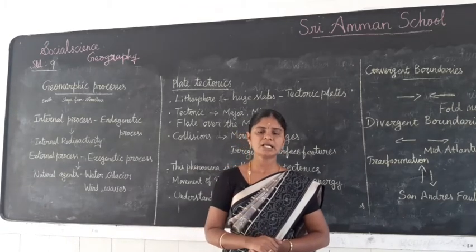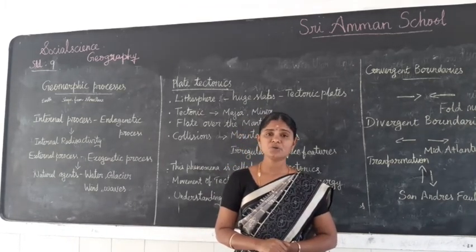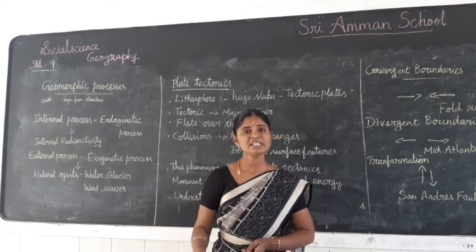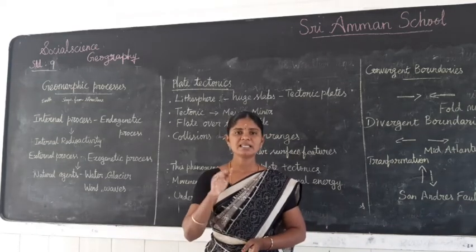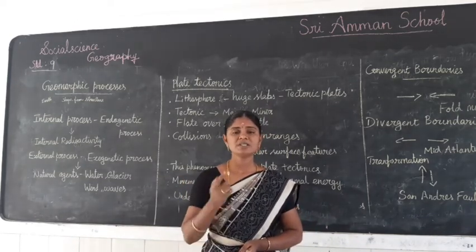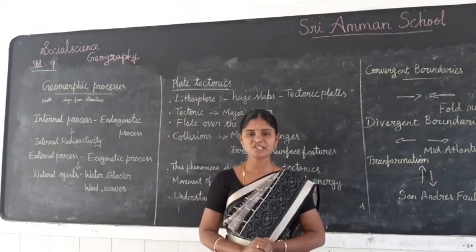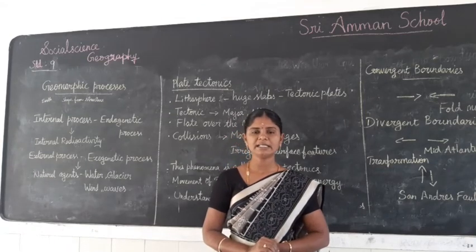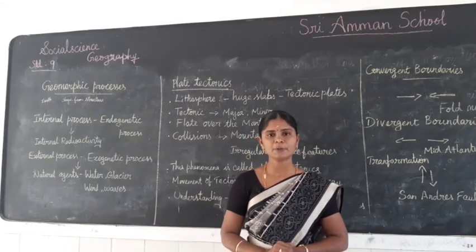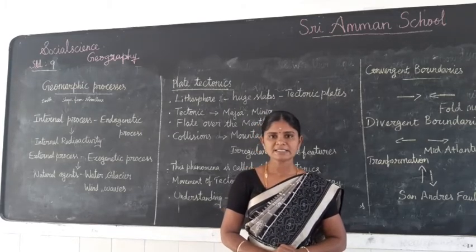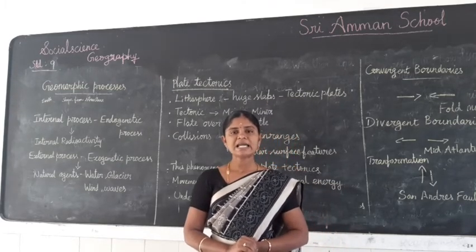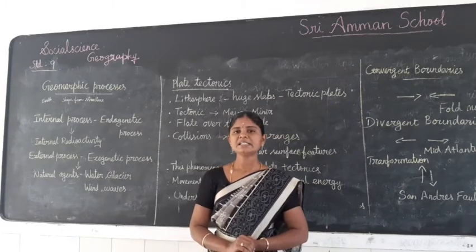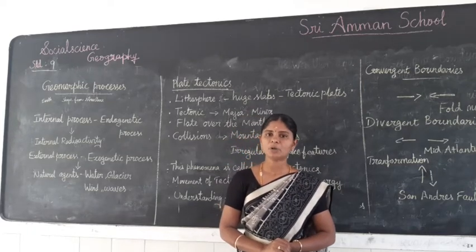The internal process is also called the endogenetic process. The forces that act from the interior of the earth towards the earth's surface are called the internal process or endogenetic process. These forces build landscapes and create topographic relief. Topographic means physical features related to rivers and mountain ranges.